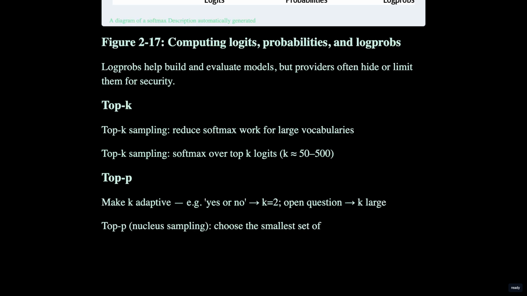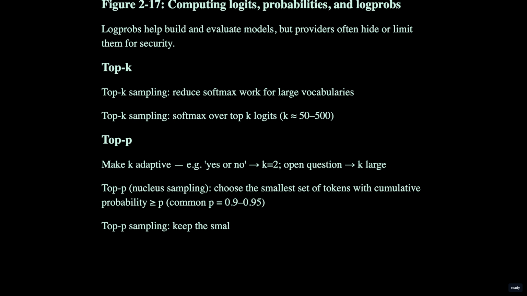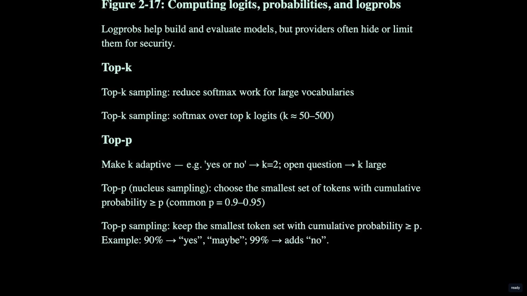Top-P, or nucleus sampling, builds a dynamic candidate set by sorting next token probabilities and keeping the top tokens until their cumulative probability reaches P. The model then samples from only that set, so the number of considered tokens changes with confidence. For example, P equals 0.9 means we keep the smallest group of tokens whose probabilities add up to at least 90%.